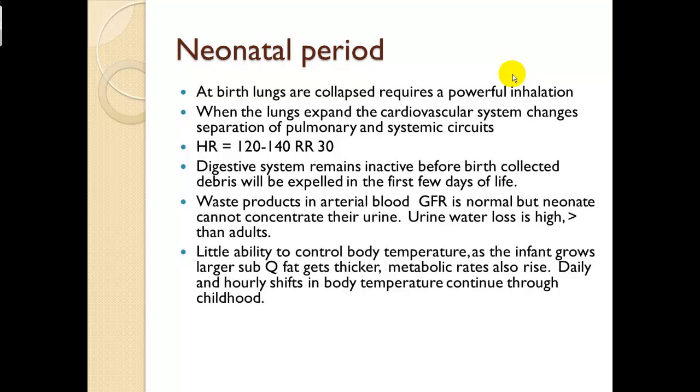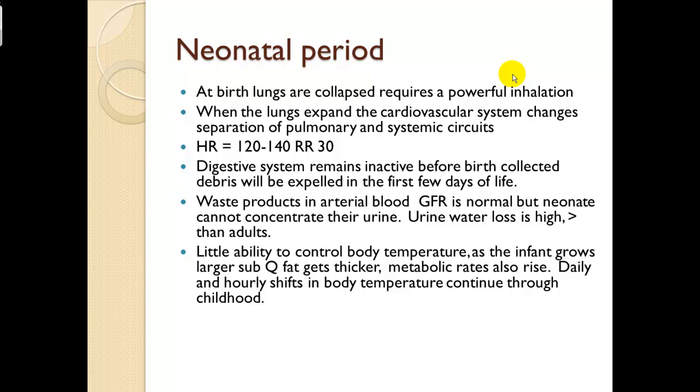When the lungs expand, the cardiovascular system changes. Separation of the pulmonary and systemic circuits. So first time the lung expands, it goes from a high pressure system on the right side or the venous side to a low pressure system. General heart rate should be 120 to 140 with a respiration of about 30 breaths per minute.